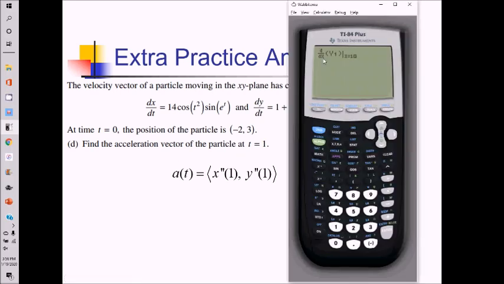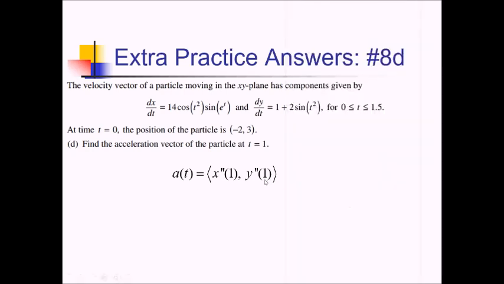So here is the derivative of x prime at 1 on the calculator. And this is actually x double prime of 1 then. Enter. It's about negative 28.425. So we'll put that as x double prime of 1 in our acceleration vector.